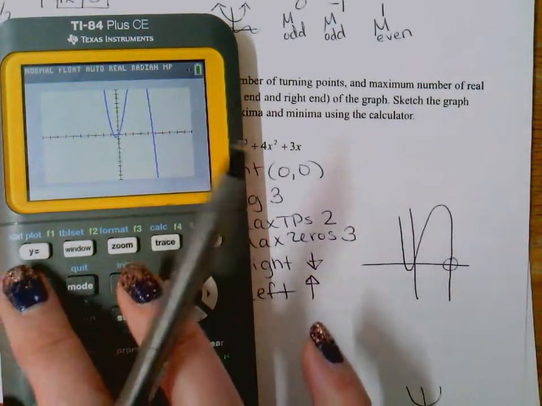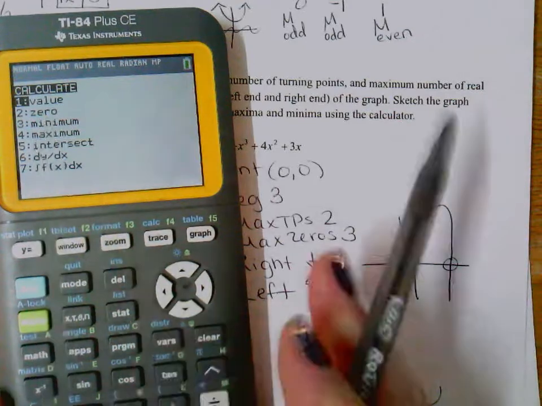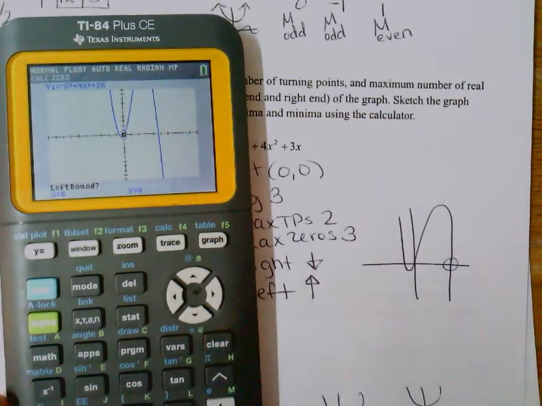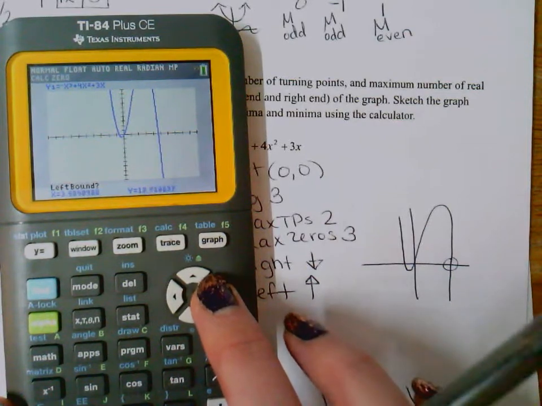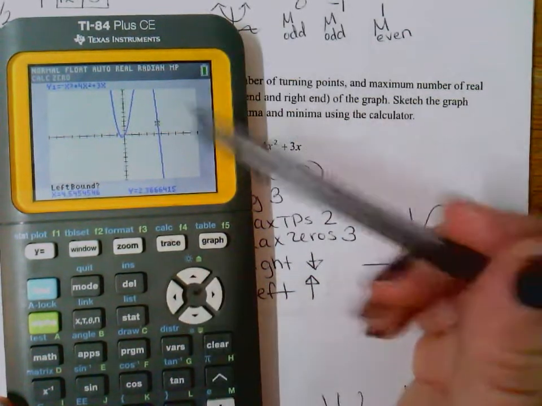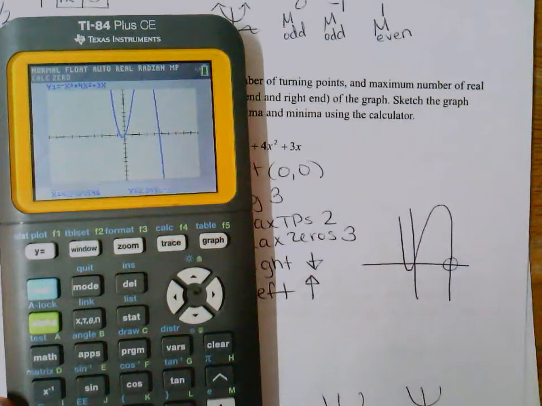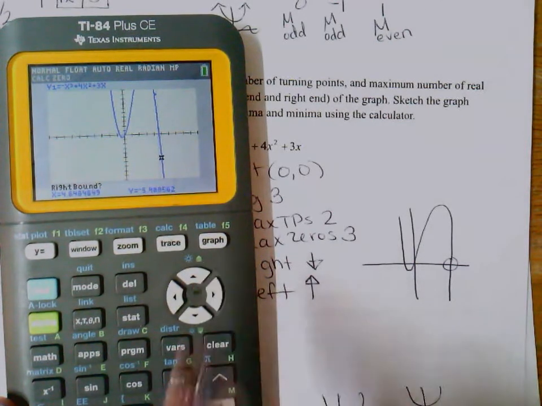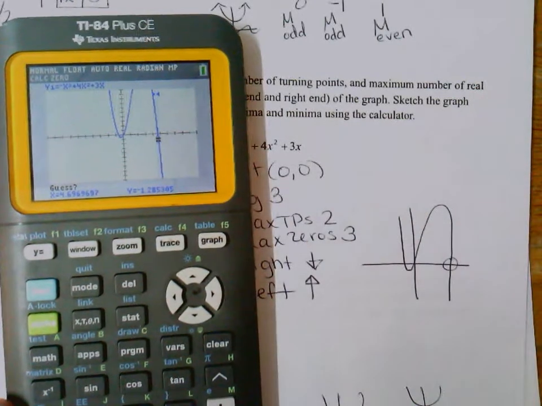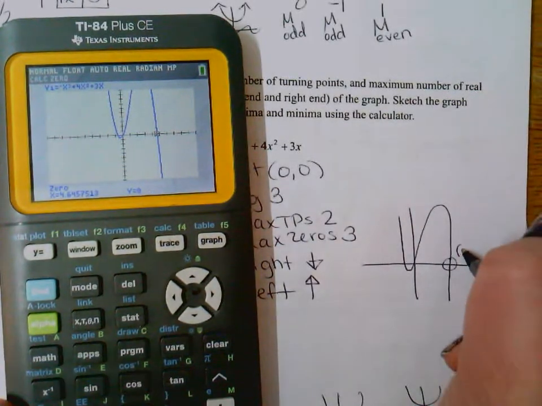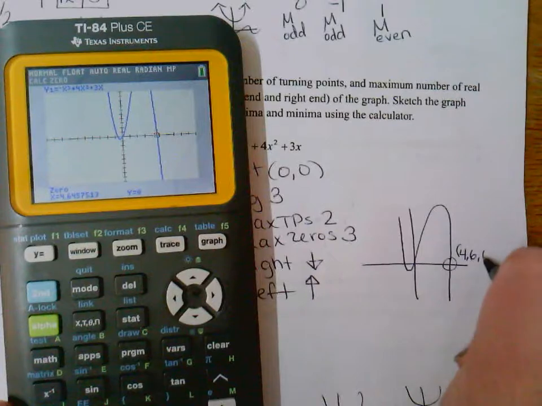So I would go to second, calculate, zero, choice number 2, hit enter. Then I go to the left side of that zero, so I'm moving my cursor. Okay, now I'm to the left, I hit enter. I move my cursor to the right and hit enter. Then I go back, take my best guess, and hit enter. So this x-intercept is at 4.6, comma, 0.